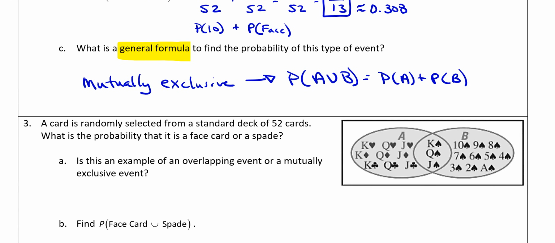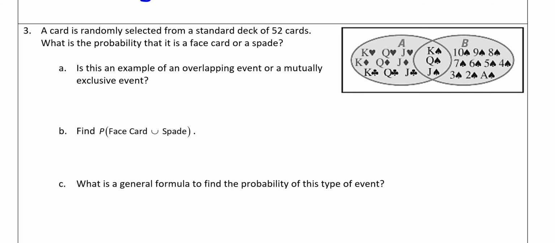So let's look at another example. A card is randomly selected from a standard deck of 52 cards again. What is the probability that it is a face card or a spade? This time, there are 3 face cards that are also a spade. In this diagram, we have a king, a queen, and a jack that are all spades. This is an overlapping event, because they share a common outcome.